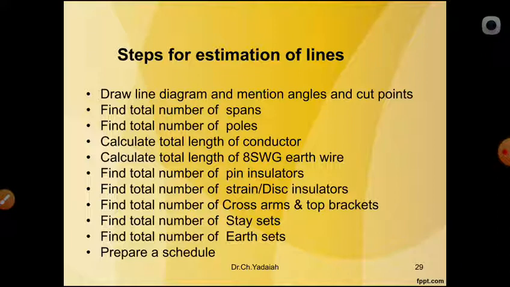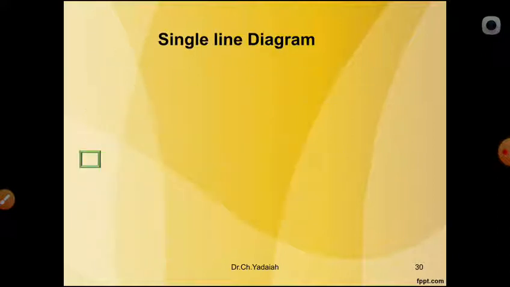To fill the schedule form, we require some calculations. So what are the calculations? How many poles, how many spans, how much length of conductor, length of the GI wire, and number of pin insulators, all these things we are going to calculate. These are very simple steps. Let us do one problem.